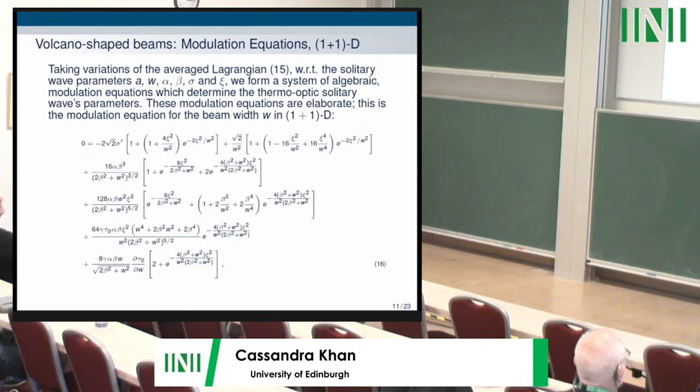And here are the wave parameters. This is for the beam itself, the amplitude and width. Alpha and beta are the amplitude and width for the director. Phase and C here is the placement of the peaks of those Gaussian beams. Well, the two humps, the two peaks on the volcano. So just to give you an idea of the complexity here, this is the modulation equation just for the beam width. So you have that Lagrangian, you take variations on all those parameters. So they get quite complicated.